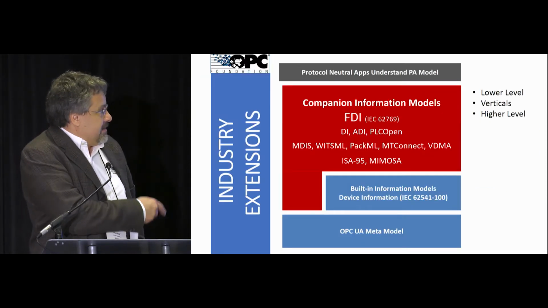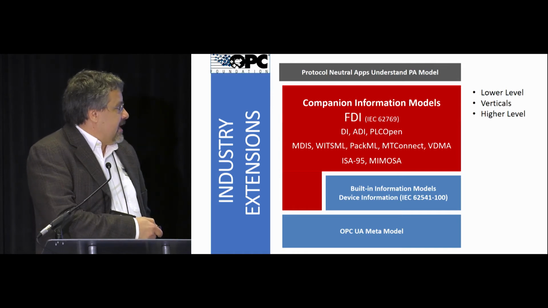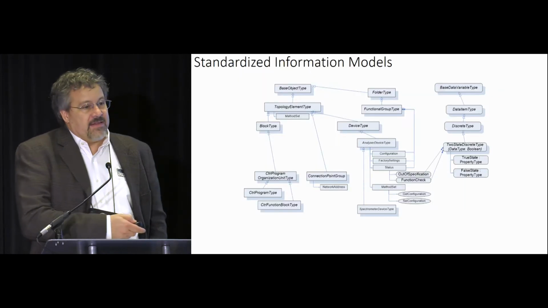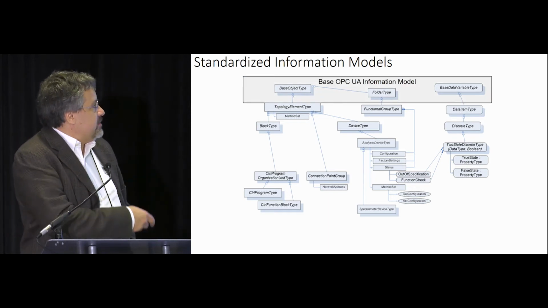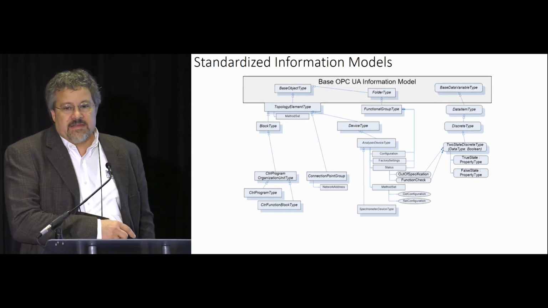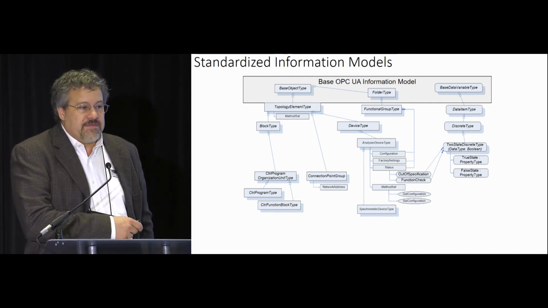Let's talk a little bit. So we talked about the lower levels, verticals, and higher levels. How do these all fit together? So in OPC UA, you have information models. You have nested information models. There's a base model that comes with the Foundation's core specifications.